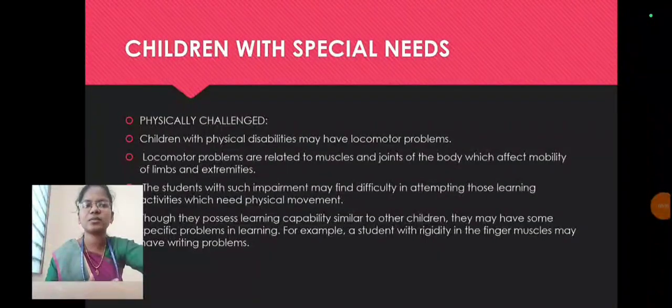Then, children with special needs. Children with special needs can be classified into two: physically challenged and mentally retarded. Physically challenged children have physical disabilities and locomotor problems related to the muscles and joints of the body, which affect the mobility of the limbs and extremities. Students with such impairment find difficulty in attempting learning activities which need physical movement. Though they possess learning capability similar to other children, they may have some specific problems in learning.